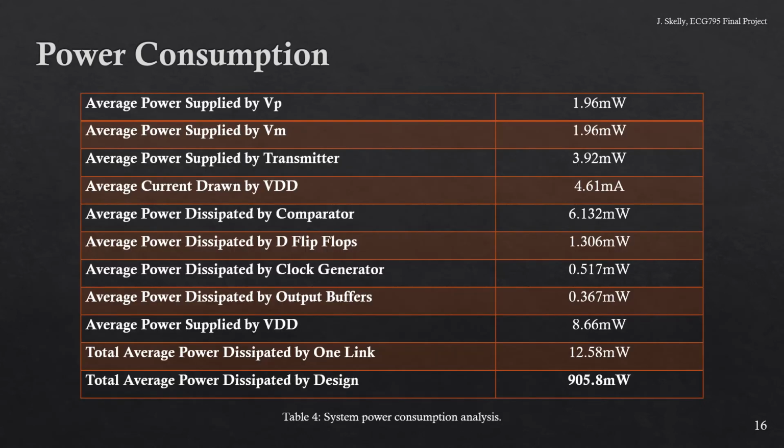Table 4 shows all of the average power dissipation values relevant to the analysis of the system's overall power consumption. The sum of the power dissipated by the comparator, the D flip-flops, the clock generator circuit, and the output buffers yields the total power supplied by VDD to each link. Since there are 72 links in the system, the total average power dissipated by one link multiplied by 72 yields the total average power dissipated by the entire system, or 905.8 milliwatts on average.